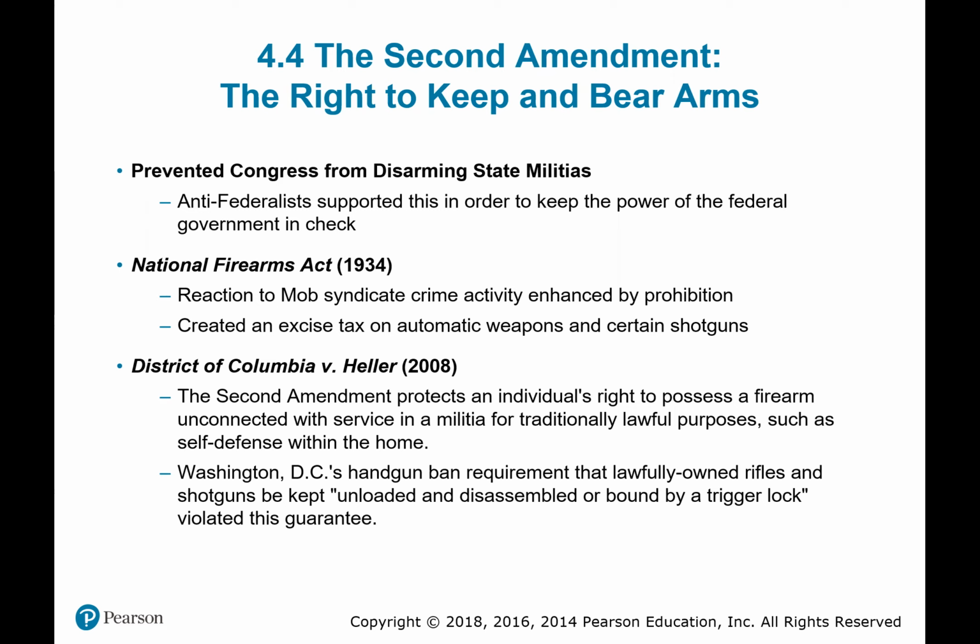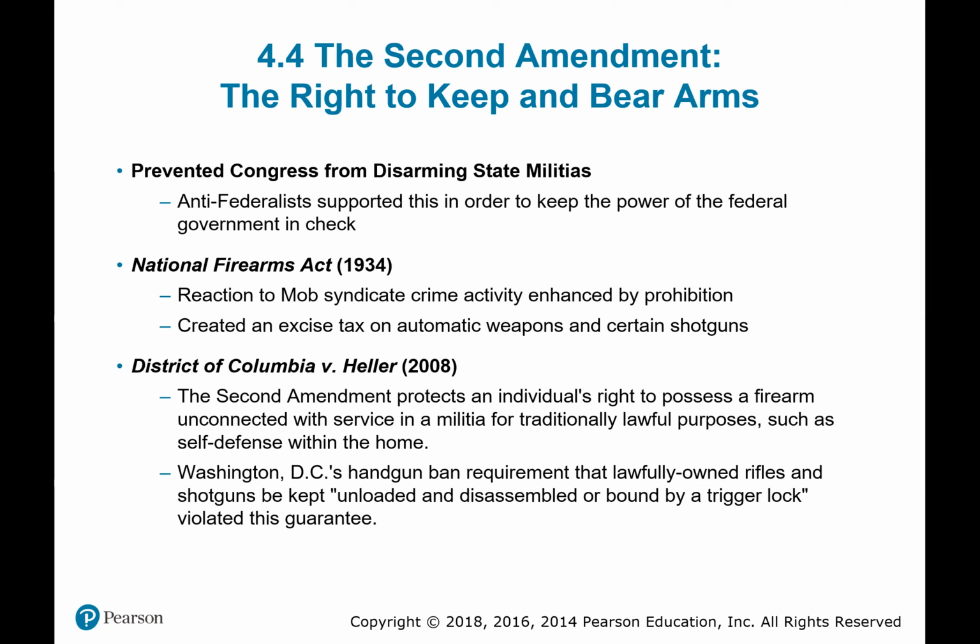As we spoke about just a little while ago, the National Firearms Act 1934, that's a reaction to the mob syndicate crime activity that was enhanced by Prohibition, which was later repealed. And this created an excise tax on automatic weapons and certain shotguns, and basically said that through the court rulings subsequent to this, a person is allowed a traditional rifle. However, automatic weapons and sawed-off shotguns are not protected under the Second Amendment.